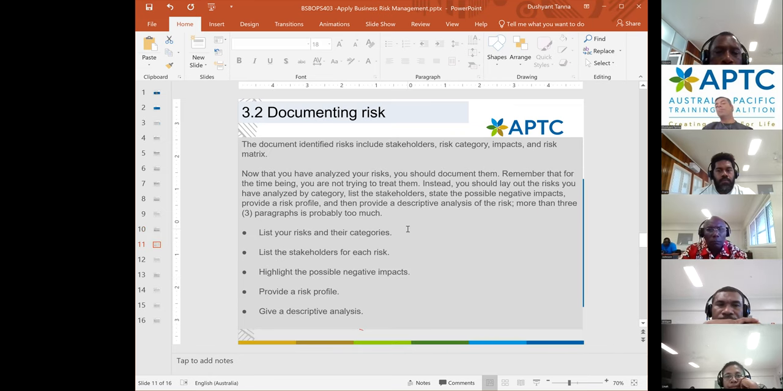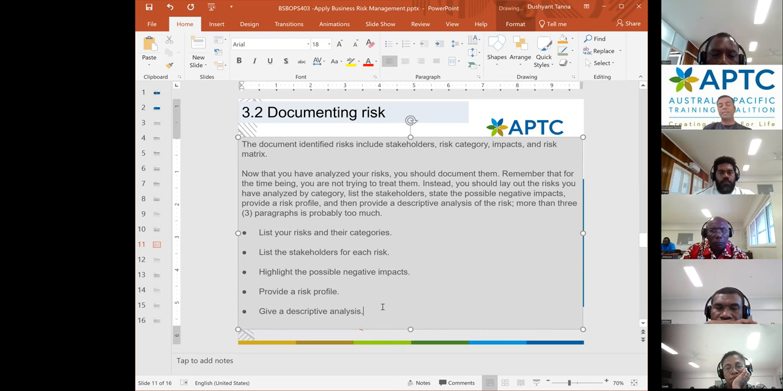You need to document the risk. There can be a risk register or a risk mitigation or minimization register as well. There was a risk, we did this, and the risk was minimized or treated, and there is no harm now. It can include the stakeholder, the category of the risk, the impact and risk metric. List your risks and their category, list the stakeholders, highlight the possible negative impact, provide a risk profile, and give a descriptive analysis of the risk when you are documenting them.